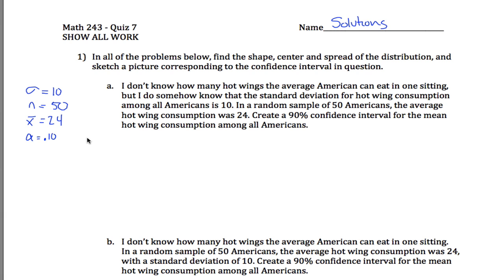Okay, so let's see here. My shape is approximately normal, and that's because n is greater than or equal to 30. And it is a z distribution because sigma is known.